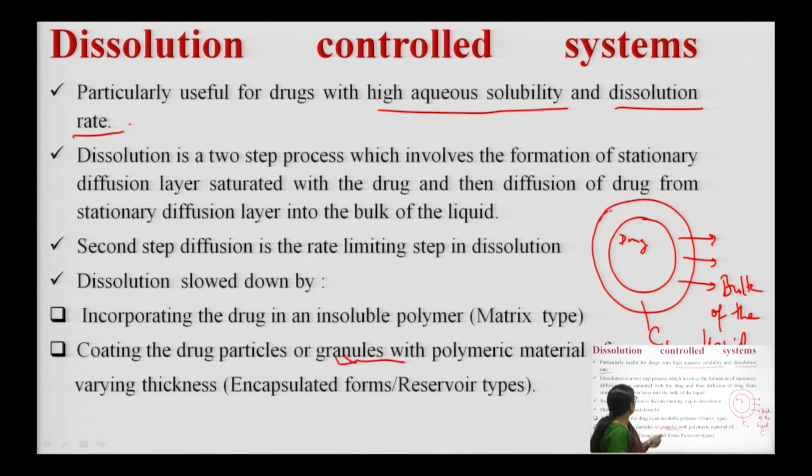So, this dissolution involves two steps, we can say. The formation of the stationary diffusion layer around the dissolving drug particles, and secondly the diffusion of the drug from the stationary diffusion layer into the bulk of the liquid. The second step, that is the diffusion of drug from the stationary diffusion layer into the bulk of the liquid, is the rate controlling step or the slower step in the process.